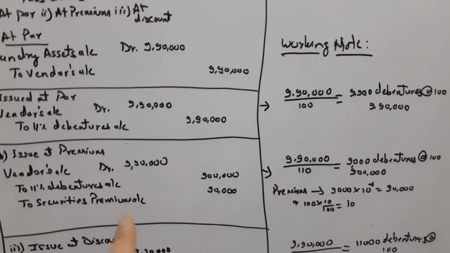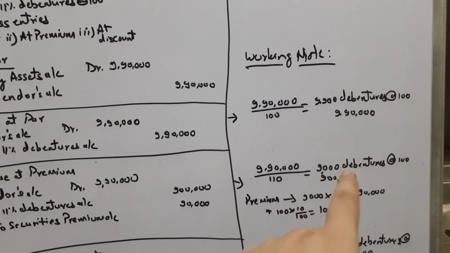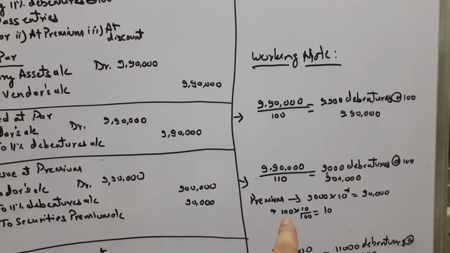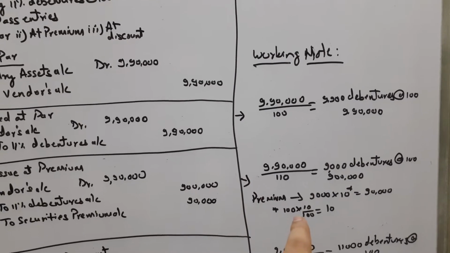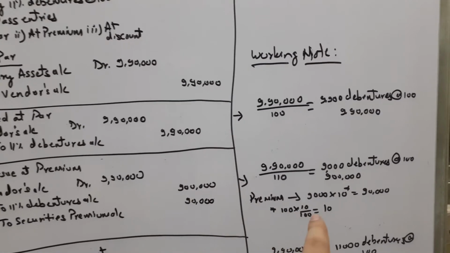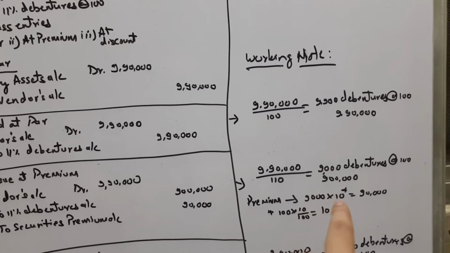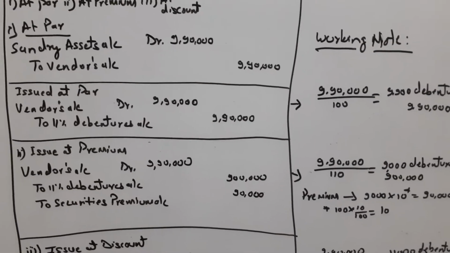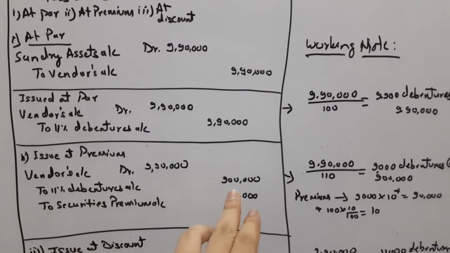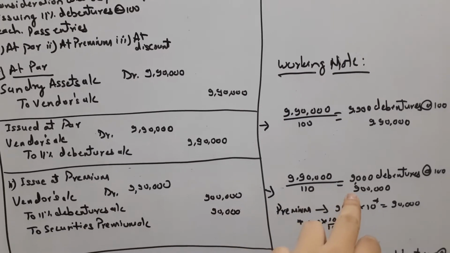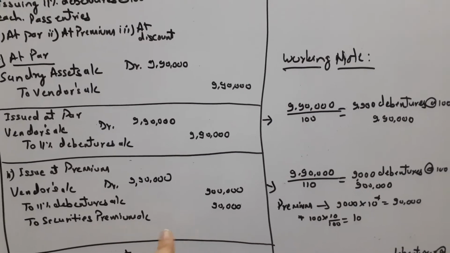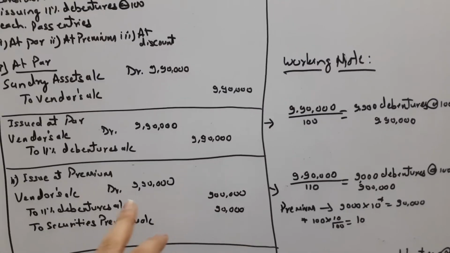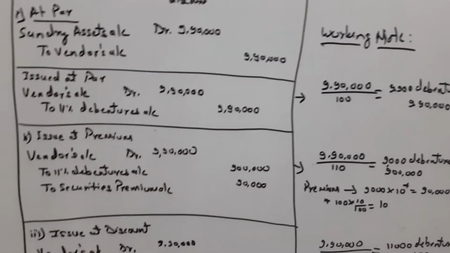Now for the calculation of the premium amount, the same 9,000 debentures will be multiplied by 10. How has this 10 arrived? You can see here 100 is the face value and 10% of this face value, that is 100, is 10. So 9,000 multiplied by 10 gives you 90,000. So at 11% debentures account, the amount is 9 lakh. This 9 lakh comes from here, and for the securities premium account, the calculation is shown here. So when you add these up, the vendors account is debited with 9,90,000.